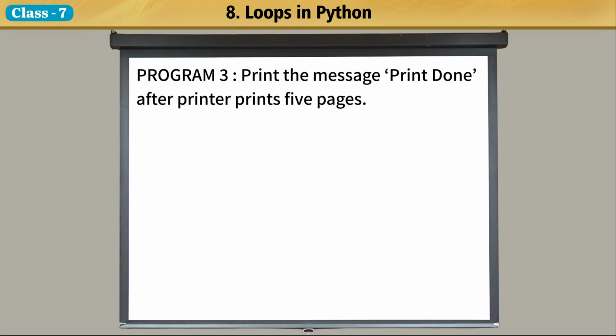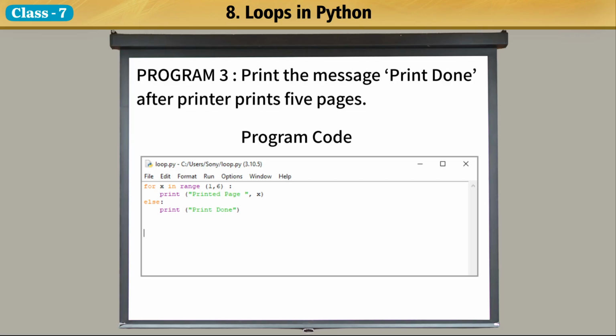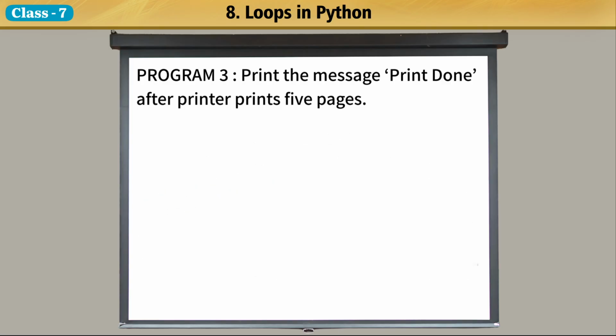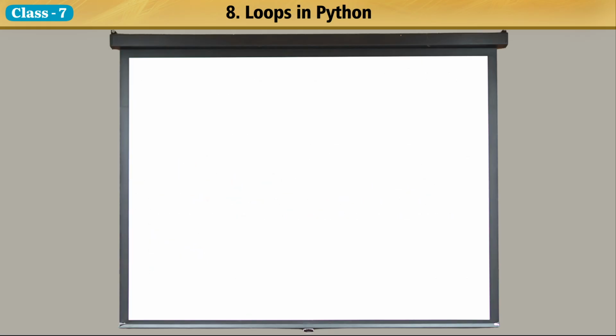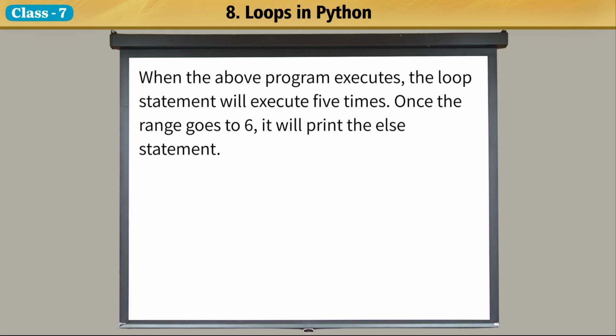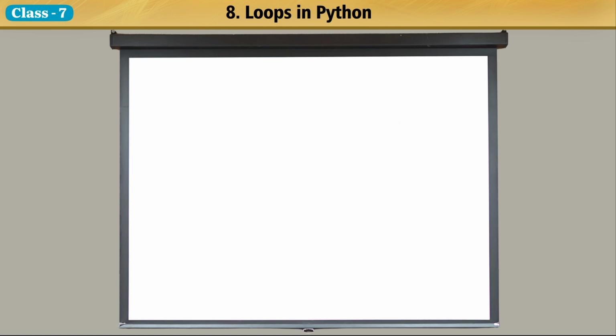Program 3. Print the message "print done" after the printer prints 5 pages. Program code. Output in interactive mode. When the above program executes, the loop statement will execute 5 times. Once the range goes to 6, it will print the else statement.